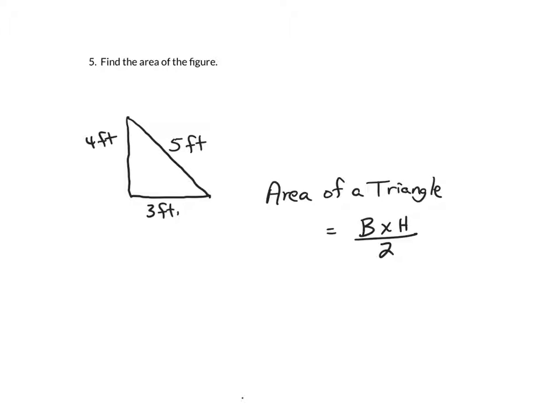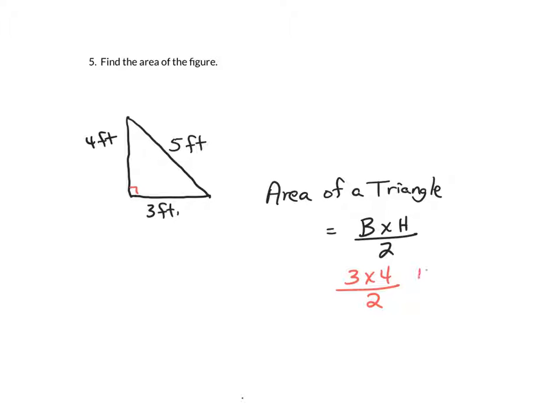Problem number 5 says to find the area of the figure, and you're given a triangle. So the area of a triangle is the base times the height divided by 2. I need to take a look at this. I have 3 measurements there. Remember that when you are talking about the base and the height, they meet at a 90-degree angle. So I would need to multiply 3 times 4 and divide that by 2. The 5 is irrelevant in this particular case because I'm finding the area.